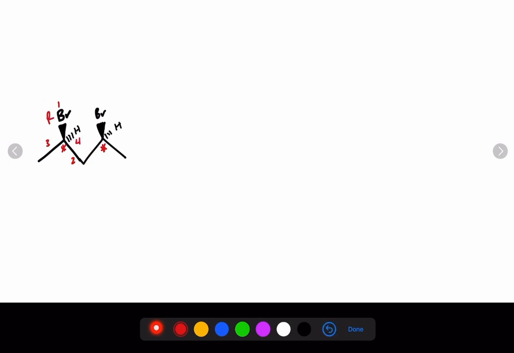Now for the second chiral center, the fourth group is also pointing away from us, so we can go ahead and find R or S. This looks counterclockwise, so that chiral center is S. Now, the plane of symmetry is right here. You can see on either side of that line I just drew, the molecule is the exact same.